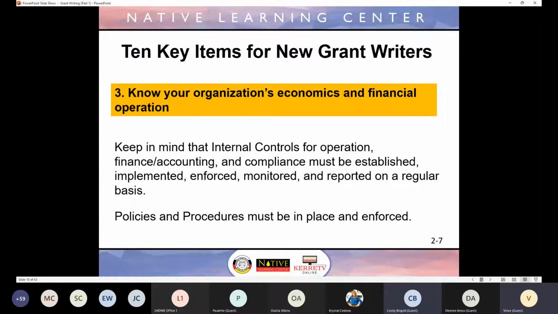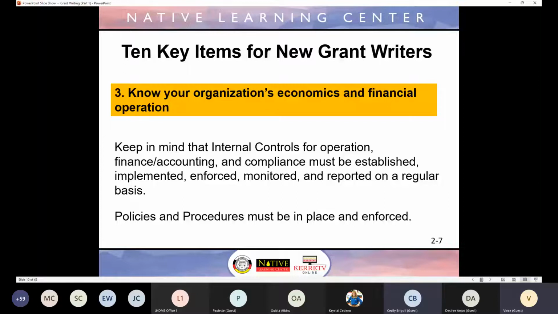I can tell you, 99 times out of 100, there's going to be some kind of a budget that is going to be submitted with your grant narrative. So you need to have the fundamentals of how budgets work and how financial operations and fiscal things work.